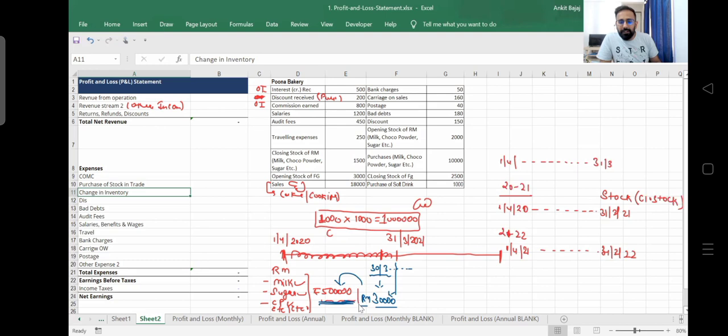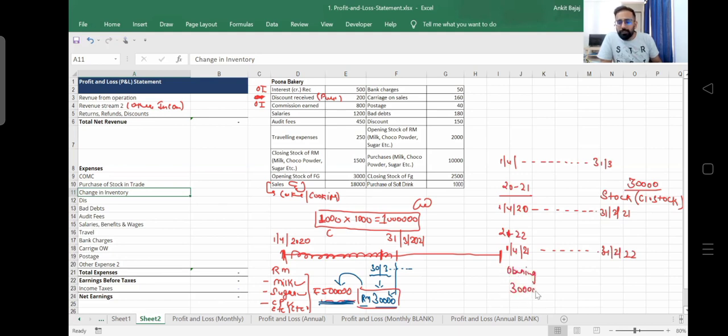Here you can see the company purchased raw material, that is milk, sugar, chocolate powder, but the company is not able to consume that milk, chocolate powder for baking of cakes, right? So here there will be closing stock of how much? There will be closing stock of 30,000 rupees. Now this 30,000 stock will become opening stock for next year.